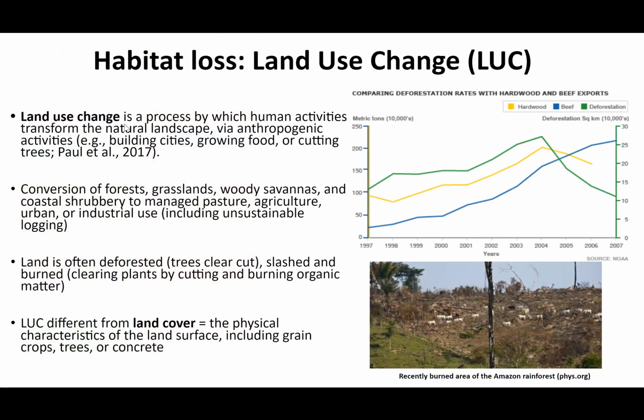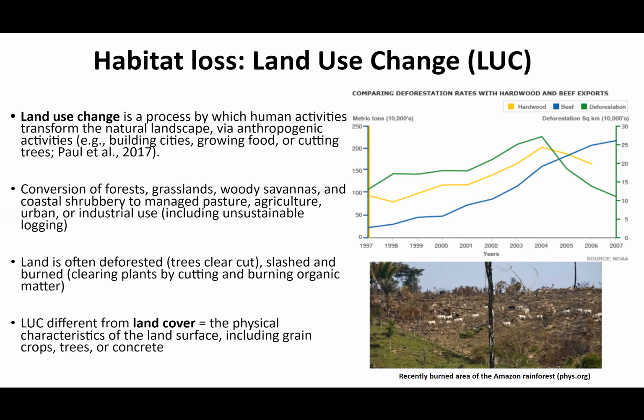So the other part about habitat change is what we call LUC, or land use change. Now, land use change is pretty straightforward. It's changing a natural habitat into something anthropogenic. You might ask what that might be. It's building a city, building a town, growing food, or simply cutting a tree down to harvest it for timber. That's what land use change refers to. And it's not just forests, right? It's everything. It's grasslands, it's savannas, it's shrubs, it's everything.